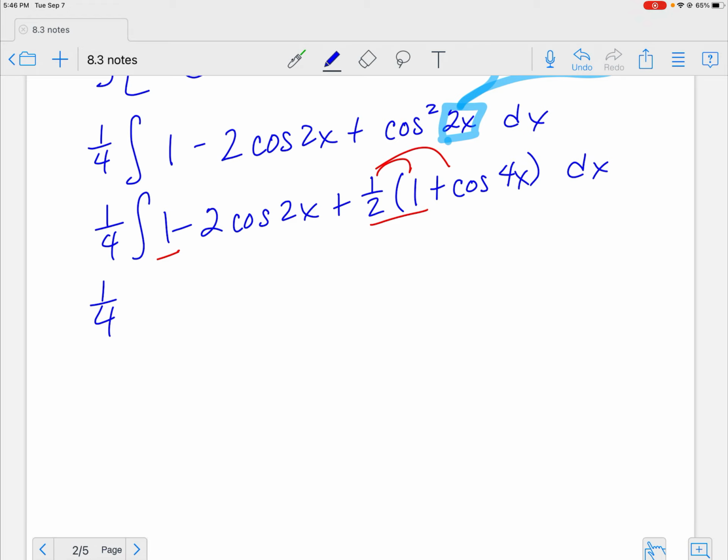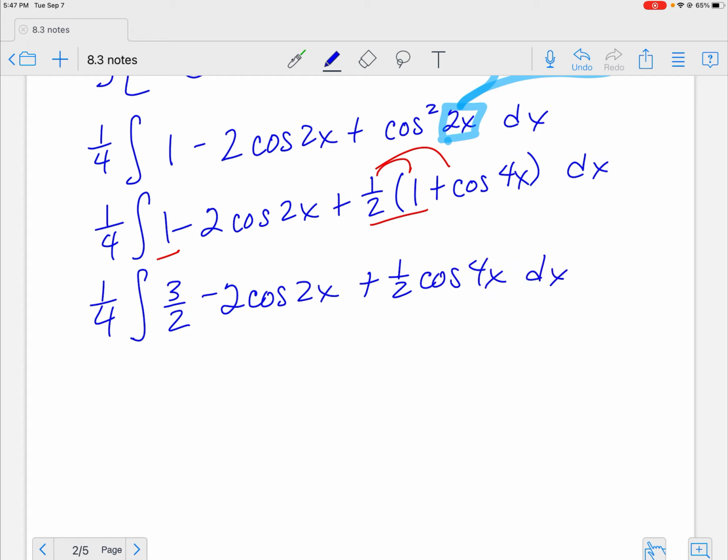So the 1/4 goes in front. And I have 1 plus 1/2, which is going to be 3/2, because that's 1 1/2, right? Minus 2 cosines of 2x plus 1/2 cosine of 4x dx. Now, ladies and gentlemen, we can integrate. All right? Because I just have that inside value.